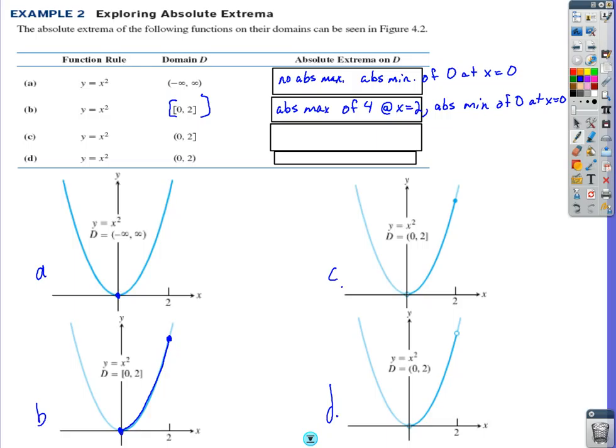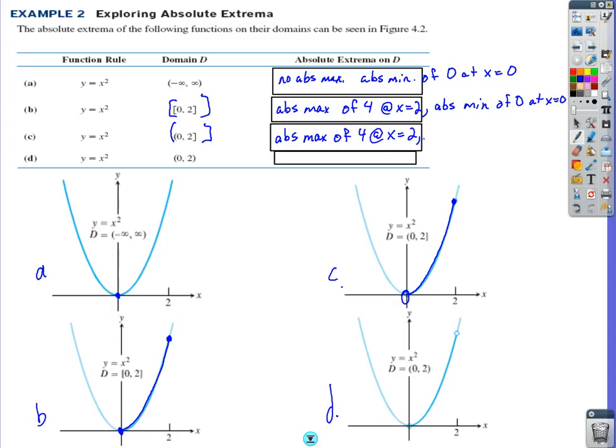But then what happens over here at C? Over here at C, it's kind of open and then closed. So again, open and then closed. Okay, well, I still have my absolute max. That's easy enough for me to see. That hasn't changed. So I still have an absolute max of 4 at x equals 2.